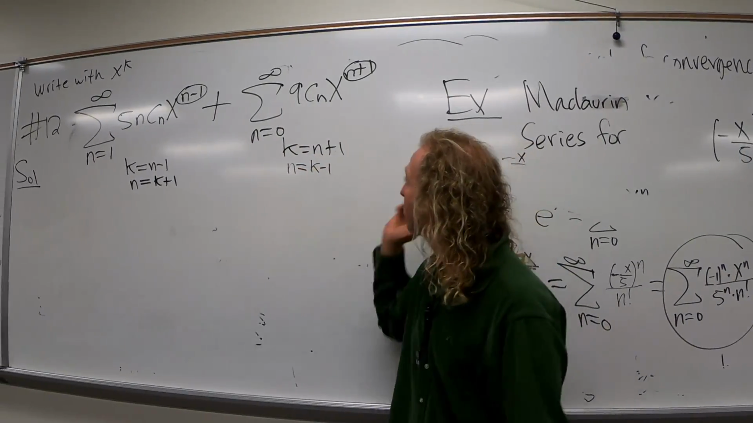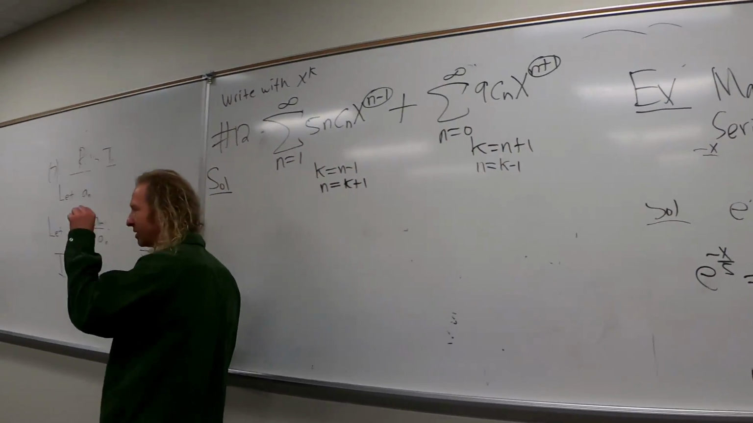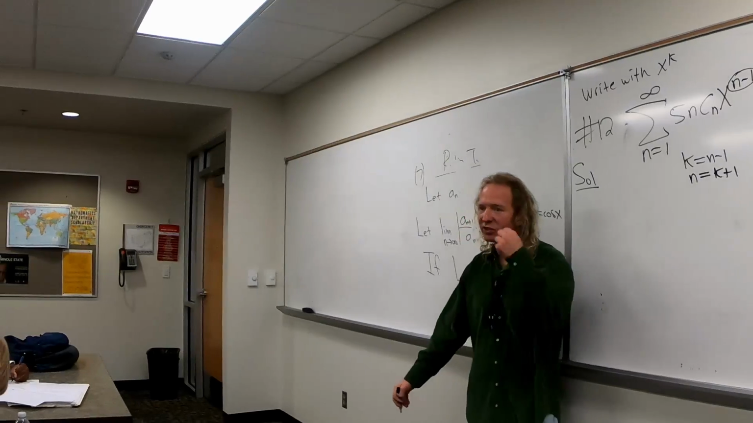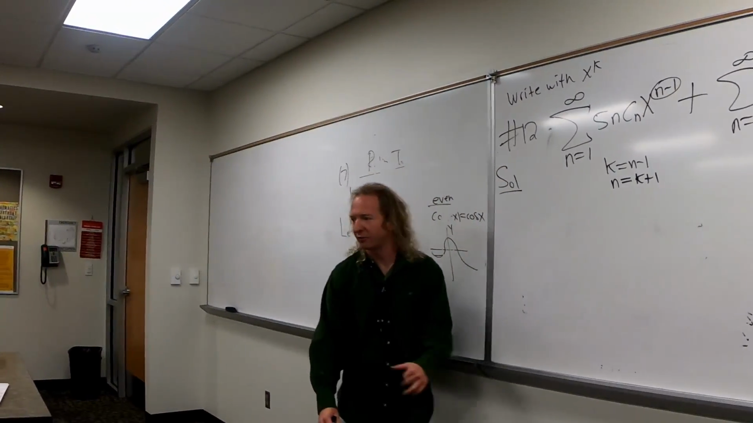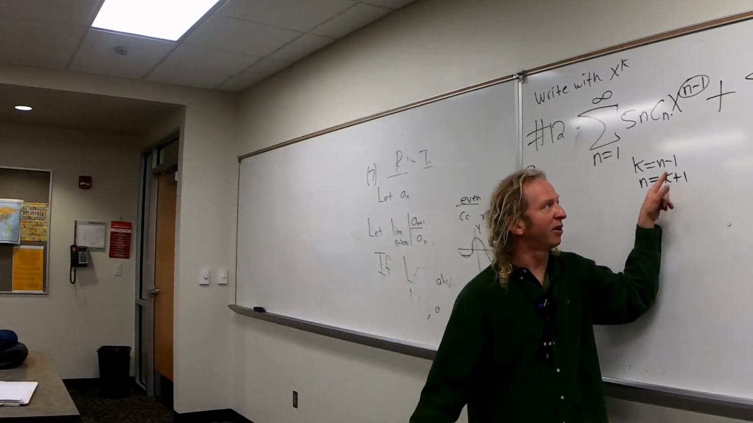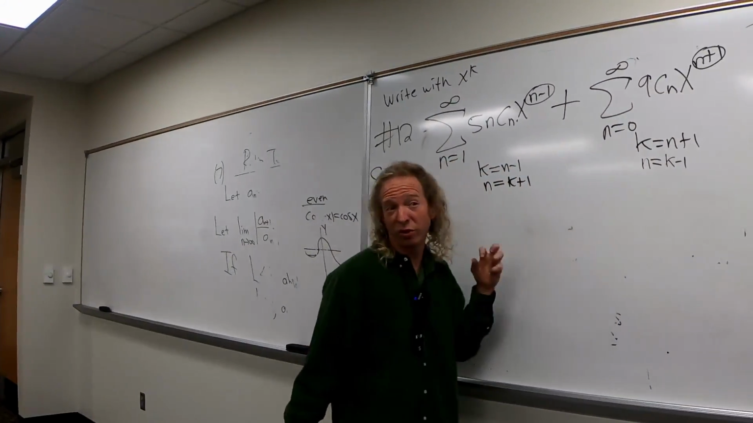K minus 1. So step 1, always just call that piece k. Every single time, just call it k, solve for n. Call it k, solve for n. Always, every single time. Okay, that's the first step. This is tricky. This is really tricky.